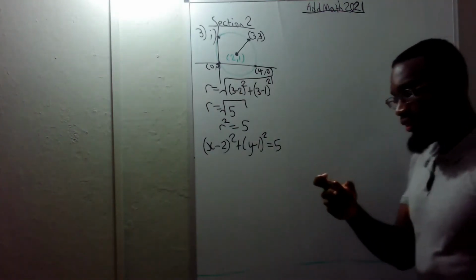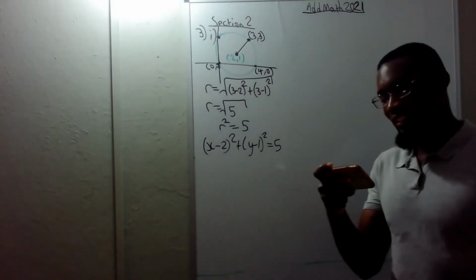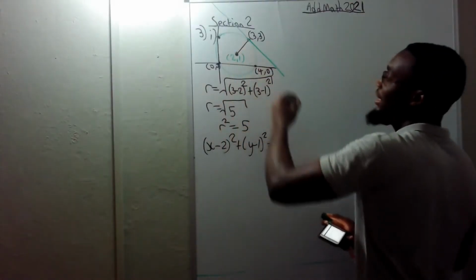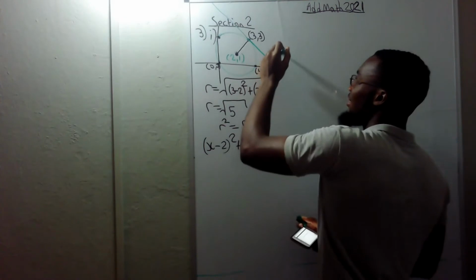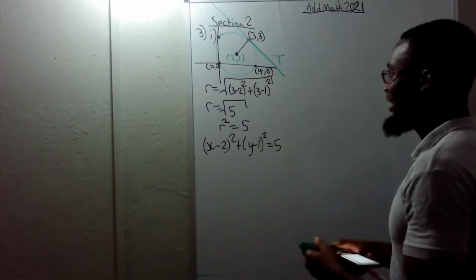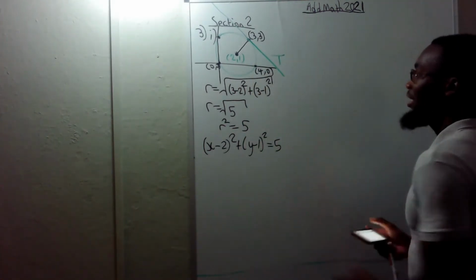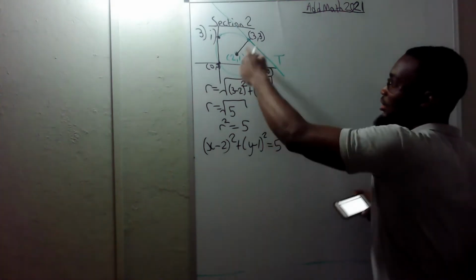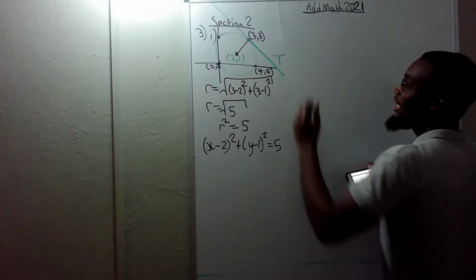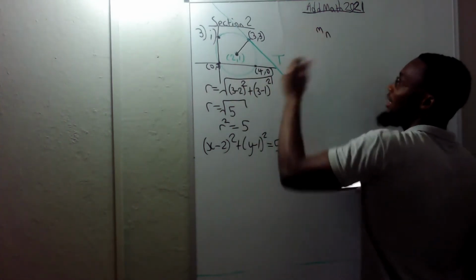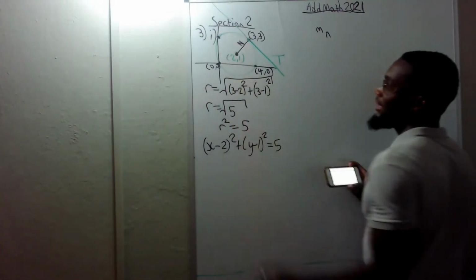Alright, now guys, part 3 says determine the equation of the tangent to the circle at (3, 3). They want the tangent. That line right there, you can call that line T. So before we can find the tangent, first thing we need is the normal. So first thing, guys, is the gradient of the normal. This is the normal, let's call it N.